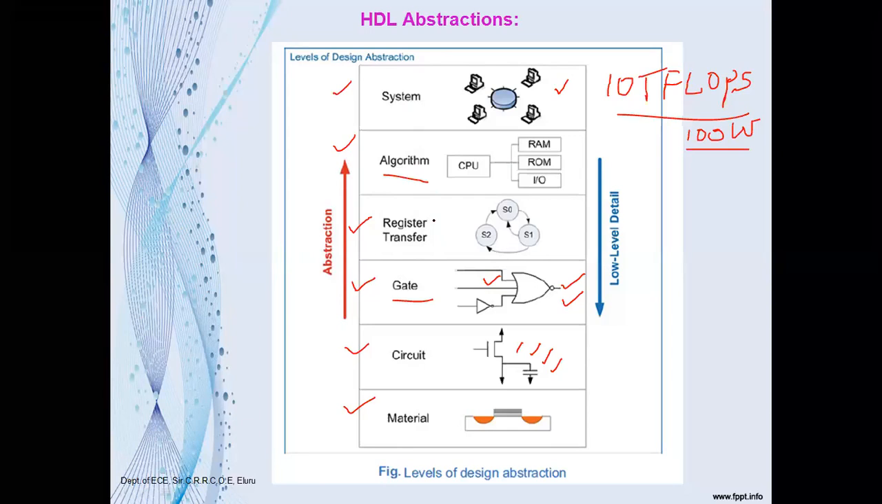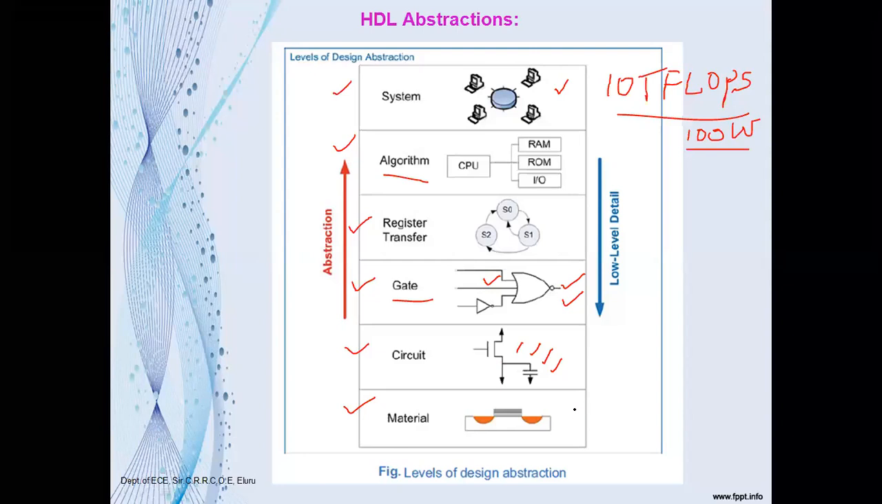At the register transfer level, it gives the input and output connections, how the data is moving, how the data is transferring from one to another. That is by the connections. That is RTL. Another abstraction level is the gate level, where we describe the system in terms of the gates and registers. At the circuit level, the circuit is described with the help of the transistors and other circuit elements. And at the material level, the circuit is described with the combination of the materials which are used to implement the circuit elements.